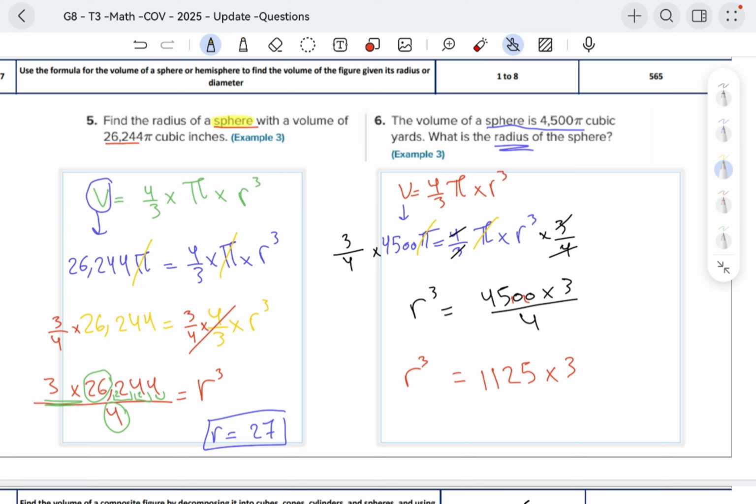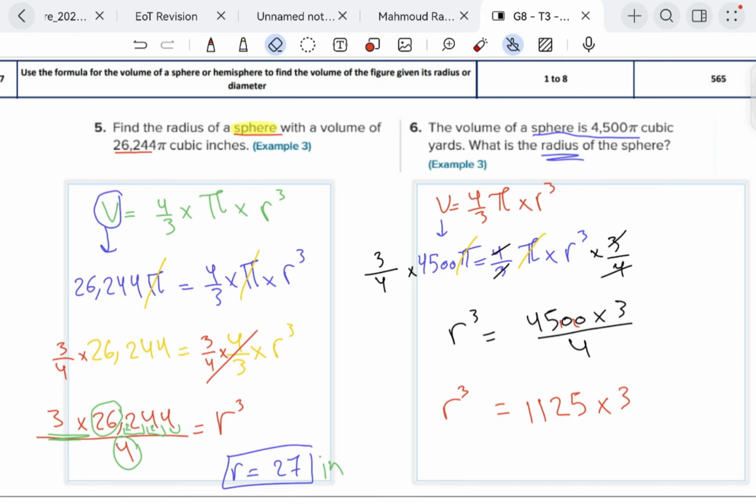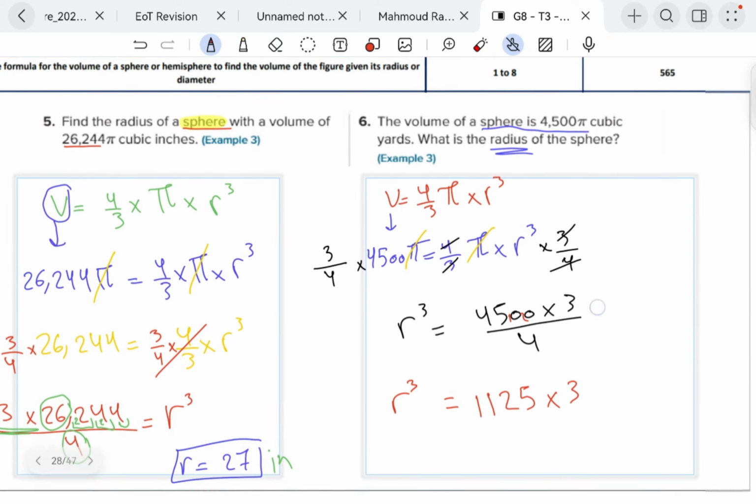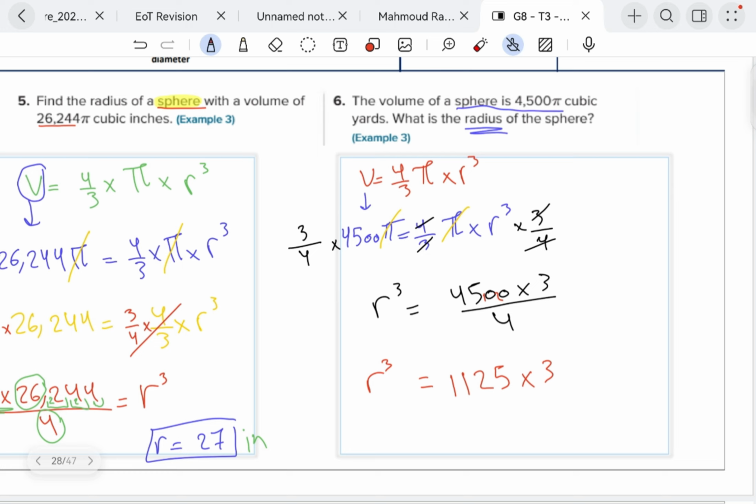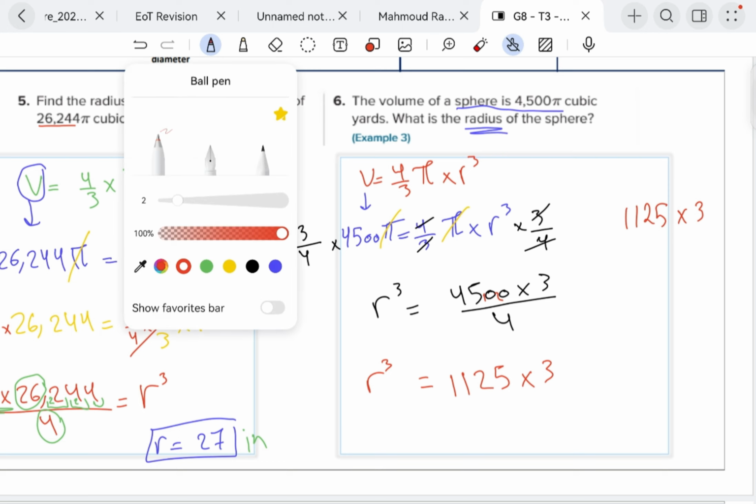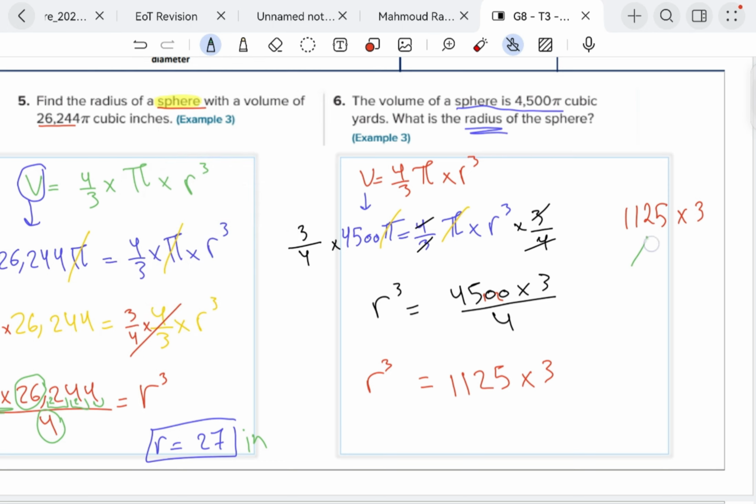1,125 times 3. So I will use the tree method to find the cubic root for this number. So we have 1,125 times 3. I will decompose it into the prime numbers. So 1,125 is a multiple of 5. I will divide it by 5.